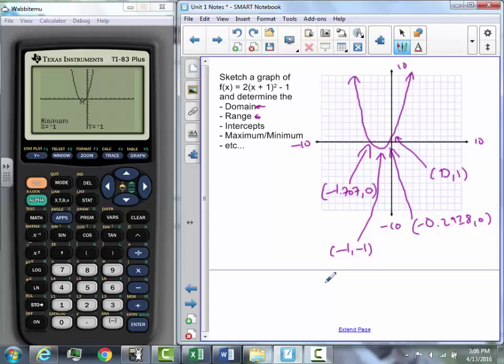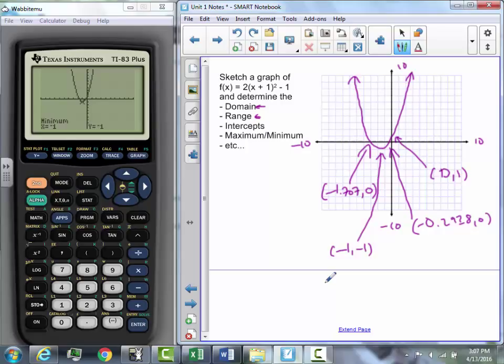You need help, or you got them all? You got them all? You should hopefully have 4. You should have the first x-intercept at -1.7. Then there's the minimum value at -1, -1. Then there's another x-intercept at -0.2928. And there's a y-intercept at 0 and 1.